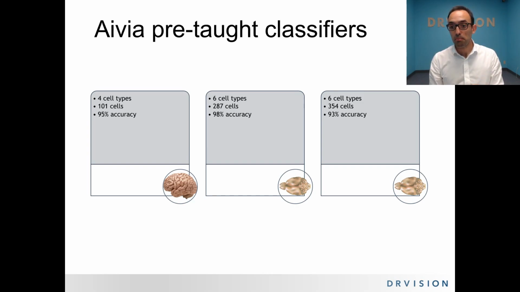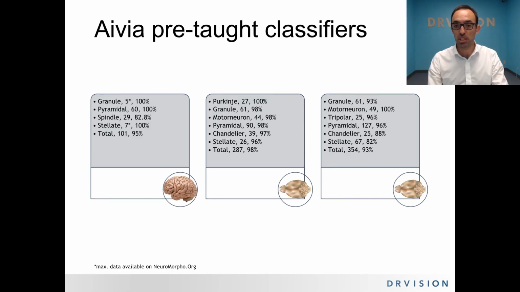For the mouse, we have 6 cell types. We used 287 cells to teach, and we can reach 98% accuracy. And for the rat, 6 cell types as well, and 354 cells were used to do that, with 93% accuracy.